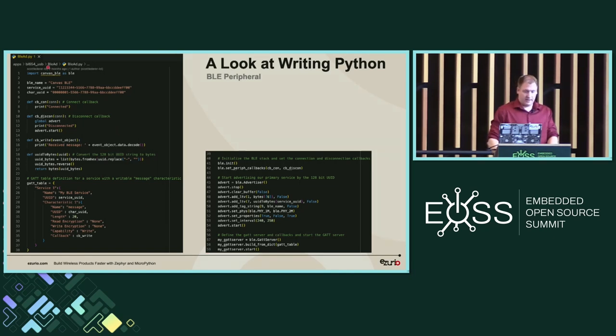On the left-hand side, we'll look from top to bottom, setting up a name and the UUID for your new service. We have a connection callback, a disconnect callback, a callback for writing to one of the GATT service UUIDs, and a little helper function for doing UUID to bytes. We set up our GATT table with a JSON structure. For those of you who know how BLE works, you define a service. You have a UUID for that main service. You can name it whatever you want. And then you can have one or more characteristics in your service, and you can define them as readable, writable, or both. In this case, we're making this service writable.